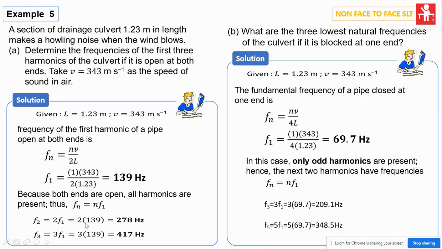So for the F2, we have 2 times the F1 value, which is 278 Hz. And for F3 it is 417 Hz.